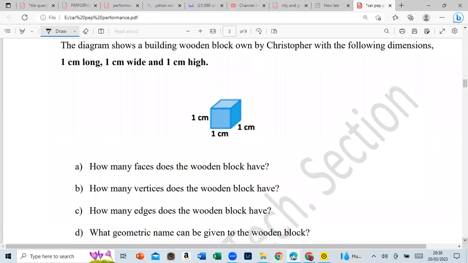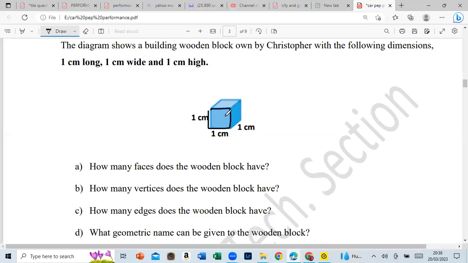Alright, guys, the diagram shows the building. It says, how many faces does a wooden block have? Well, the faces are these. Basically, how many faces? So all of this is a face, right?